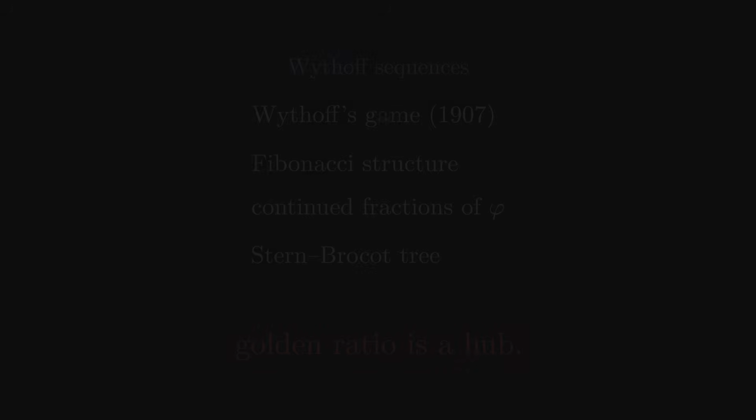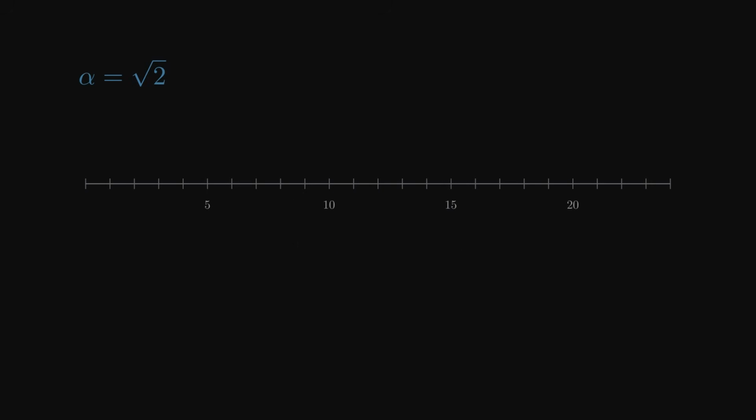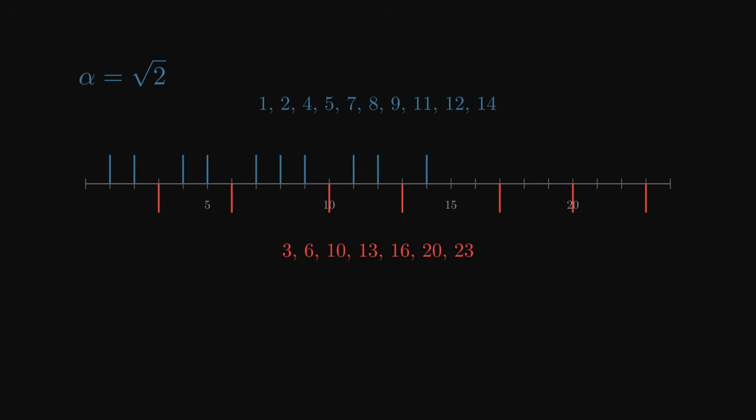Other choices of alpha give other special partition pairs. Alpha equals square root of 2 gives a sequence 1, 2, 4, 5, 7, 8, 9, 11, 12, 14. The partner sequence is 3, 6, 10, 13, 16, 20, 23. Each appears in number theory contexts that I won't list exhaustively, but they are studied.